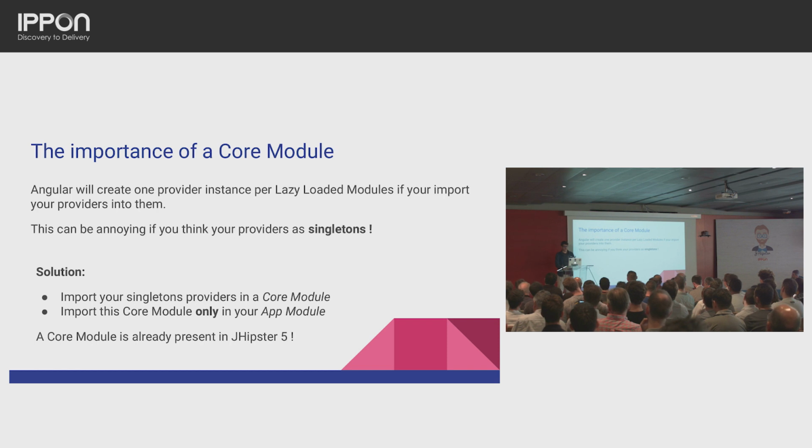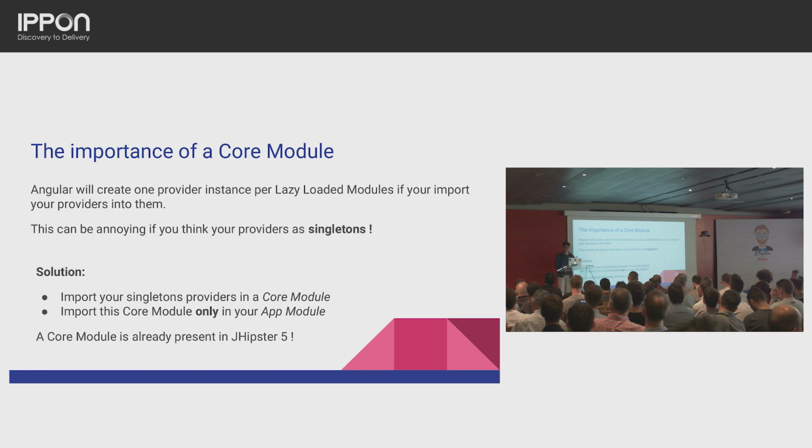Why I said you shouldn't provide services in various modules: if you do lazy loading, Angular will create one provider instance per lazy loaded module. Imagine you provide your service in the app module and you provide the same service in the feature module, which will be lazy loaded. You will have 2 different instances of your class, which can lead to some surprises if you think your services are singletons.